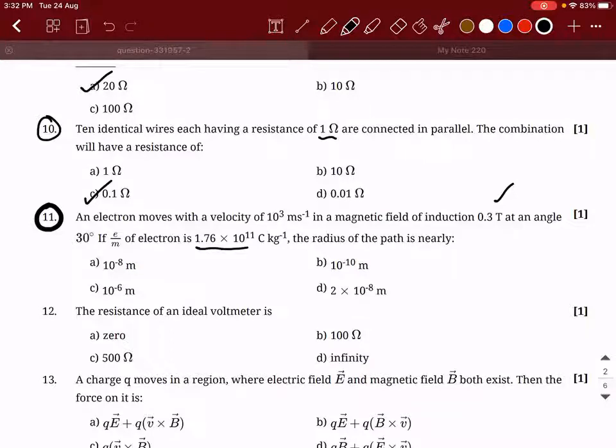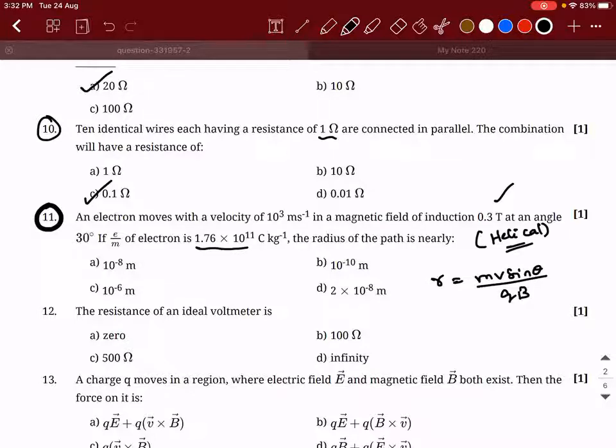First of all, tell me in which path will the particle move? When a charged particle is projected at an angle theta with respect to the magnetic field, it starts moving in a helical path. Very good. It starts moving in a helical path. So what is the radius of the helical path? It is m v sine theta, the whole divided by charge into B.